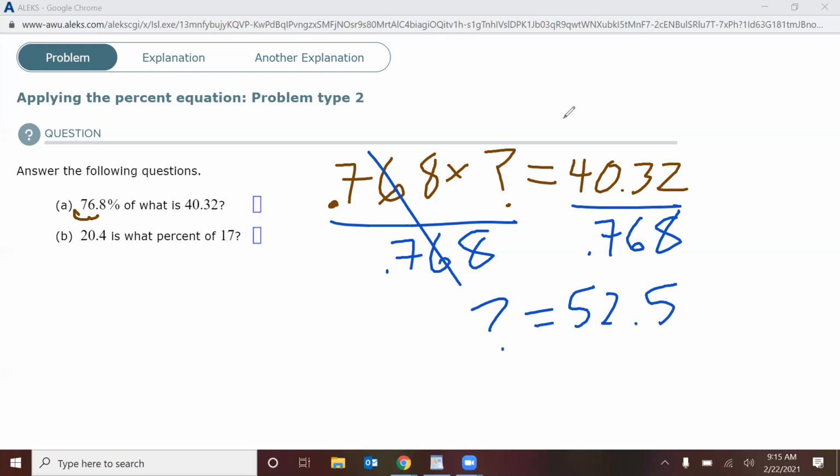Now at this point, we should think about whether or not the answer seems reasonable. We are looking for 76.8% of something is 40.32. So we're looking for about 3/4 of something is 40.32. So whatever we're looking for, it should be bigger than 40.32, so that 3/4 of it is only 40.32. But it shouldn't be massively larger either. And 52.5 seems like a reasonable answer upon thinking about that.